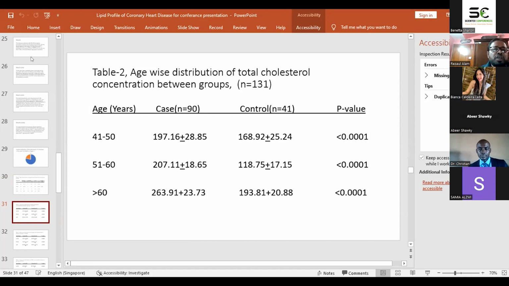Between the age group 51 to 60, this is about 207, whereas the control group having 119, and the p-value is again significant. In more than 60 years, again, the total cholesterol is 263 versus the control group having 193. This again has a significant p-value. Here we see the cholesterol concentration increases as the age increases, with more preponderance of coronary heart disease.